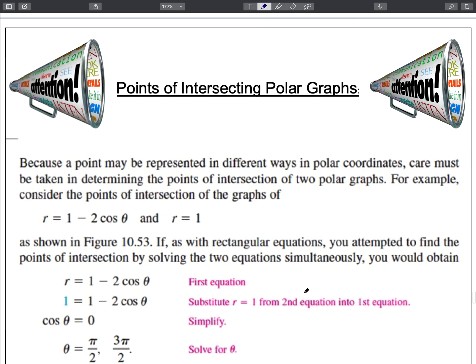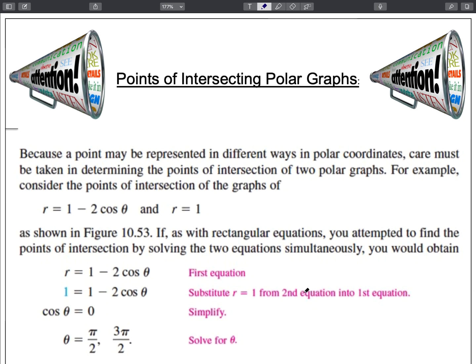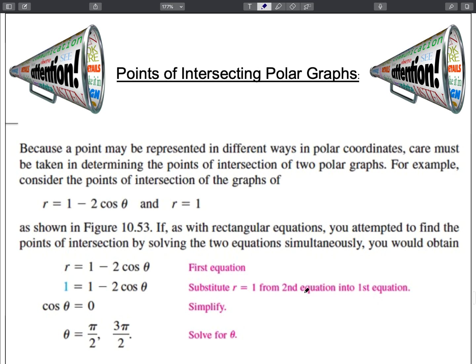All right, so then it is possible to have multiple polar graphs at the same time. So how do you find points of intersection? Well, just like you would in rectangular, if you have two equations, you're trying to find out where they intersect each other. You can set them equal to each other and then solve for x. In this case, if we have polar graphs, we know that polar equations are in terms of theta, so you can set them equal to each other and solve for theta. Whatever value of theta you get when you solve would have to be the value of theta where the two graphs intersect. So they give us an example.